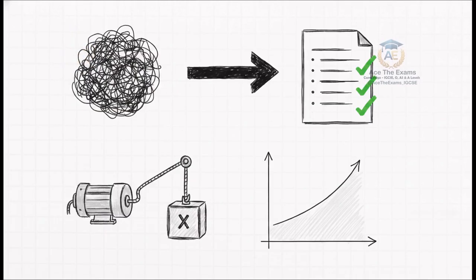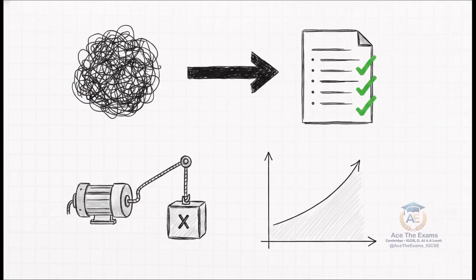Let's say we sit Alex down, give him these bullet points, and have him rewrite his answer. Instead of a messy brain dump, Alex now writes a clean PEEL paragraph. The motor transfers 500 joules of electrical energy. As the load is lifted 2 meters, a force of 200 newtons is applied. Calculating W equals FD, the mechanical work done is 400 joules. Therefore, 100 joules is dissipated as thermal energy, showing an efficiency of 80%.